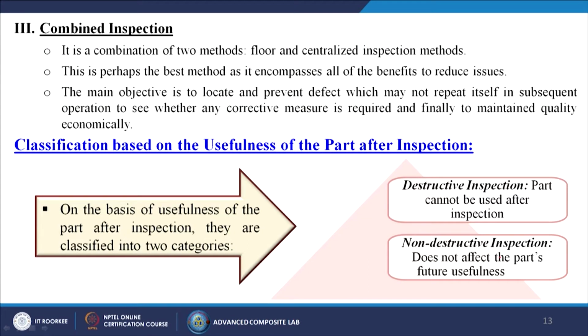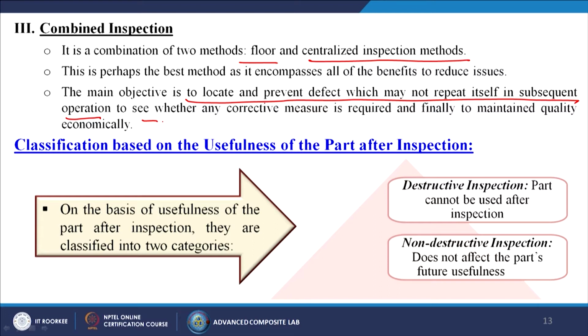Next, come to the third, that is known as combined inspections. It is a combination of two methods, floor and centralized inspection methods. This is perhaps the best method as it encompasses all of the benefits to reduce issues. The main objective is to locate and prevent defects which may not repeat themselves in subsequent operations, to see whether any corrective measure is required, and finally to maintain the quality economically.